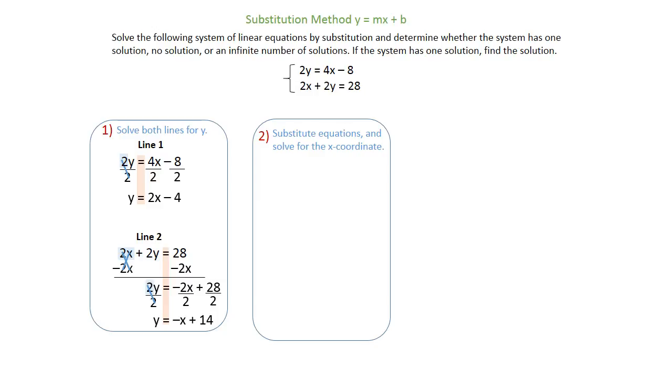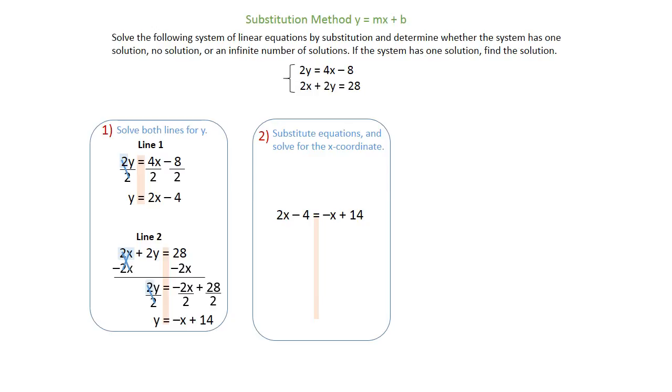Now we're going to substitute the equations, which is the heart of this method. And then that's going to give us an opportunity to solve for the x coordinate. So take those two y equals mx plus b equations that you just wrote, and you're going to substitute the 2x minus 4 in the first equation for the y in the second equation. That blends the equations together, and now you can solve for x.